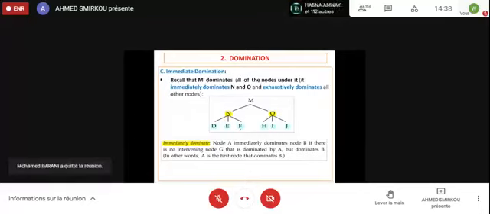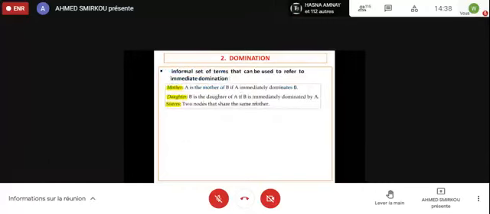B is the daughter of A if B is immediately dominated by A. So the one which is immediately dominated is the daughter. And sisters: two nodes that share the same mother, and they don't... Can anyone finish this sentence? Sisters, two nodes that share the same mother, and they don't.